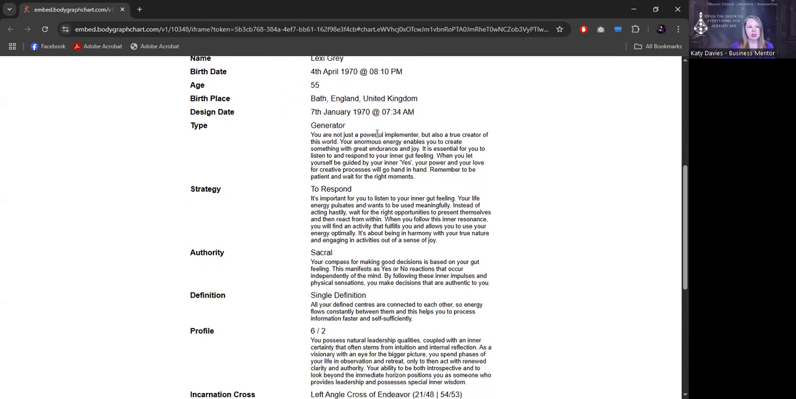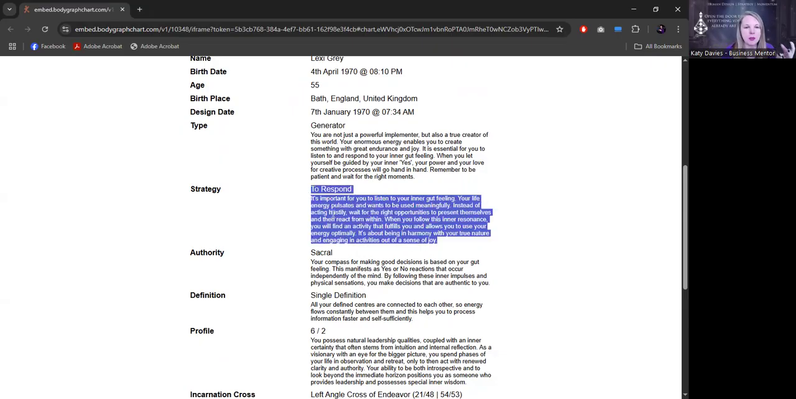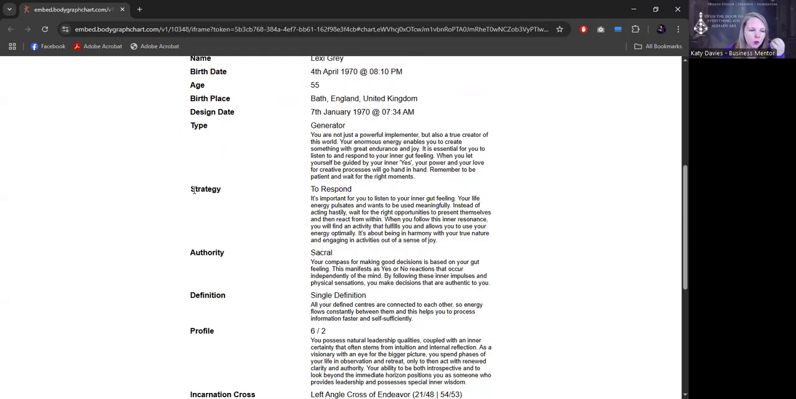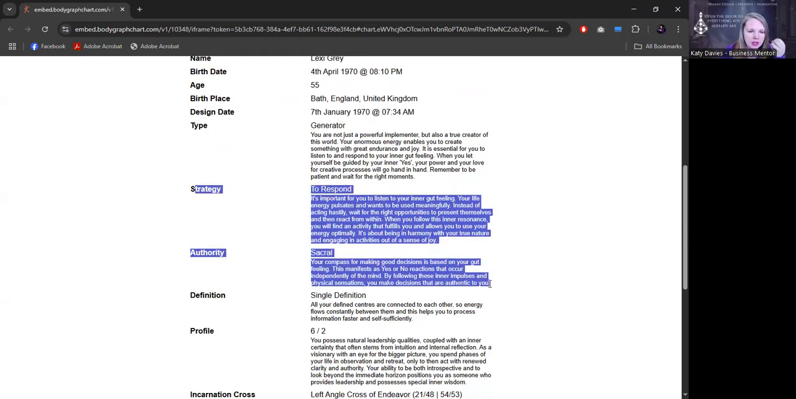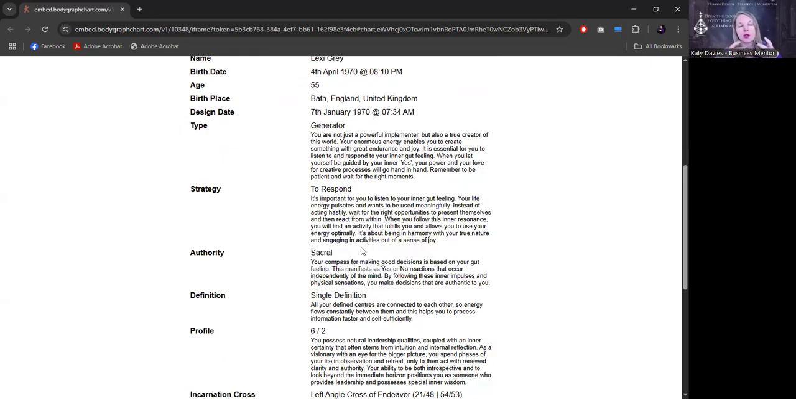As we move through, once you've got your head around what type you are, each type has its own strategy. So you'll hear the word strategy a lot. Like, what is your strategy? A generator's strategy is to respond. A projector's strategy is to wait for the invitation. What we're really trying to do here is dig out the piece of information where the strategy and the authority combined are going to help you with your decision making. They are your best decision making tools.